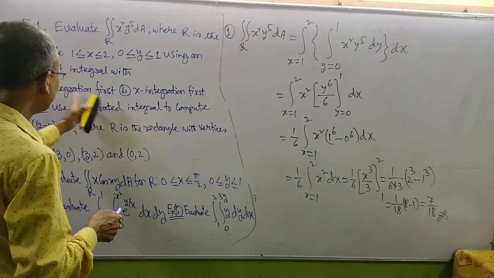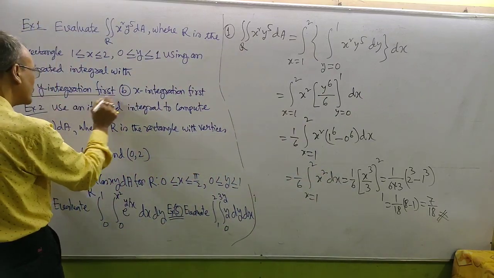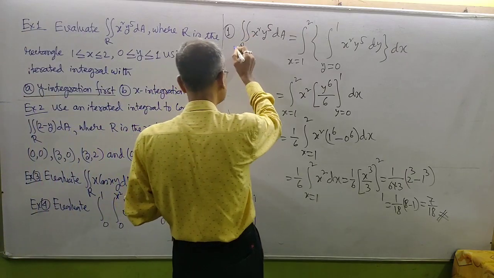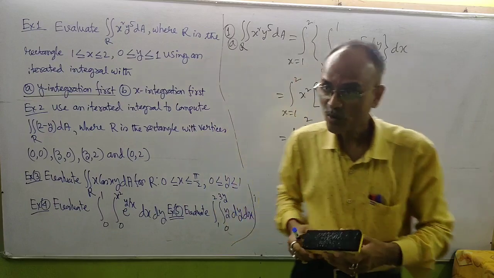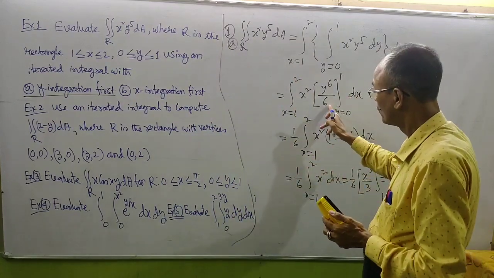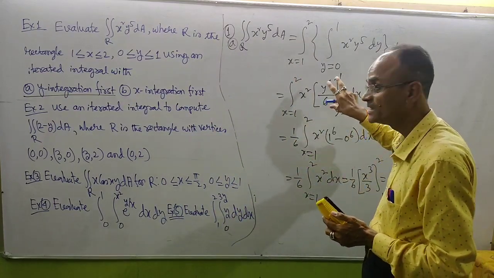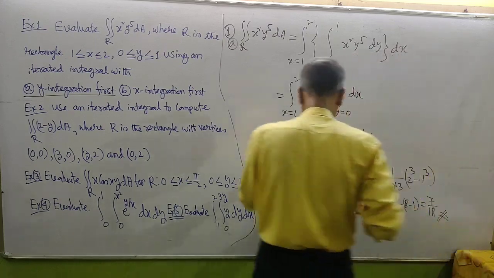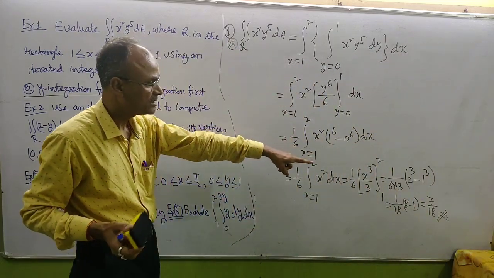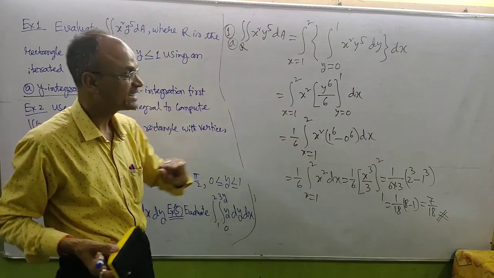We have done it as y integration first. Therefore, you may write here A: y integration first. First, we have integrated with respect to y, then with respect to x. We have found that the result is 7 by 18.